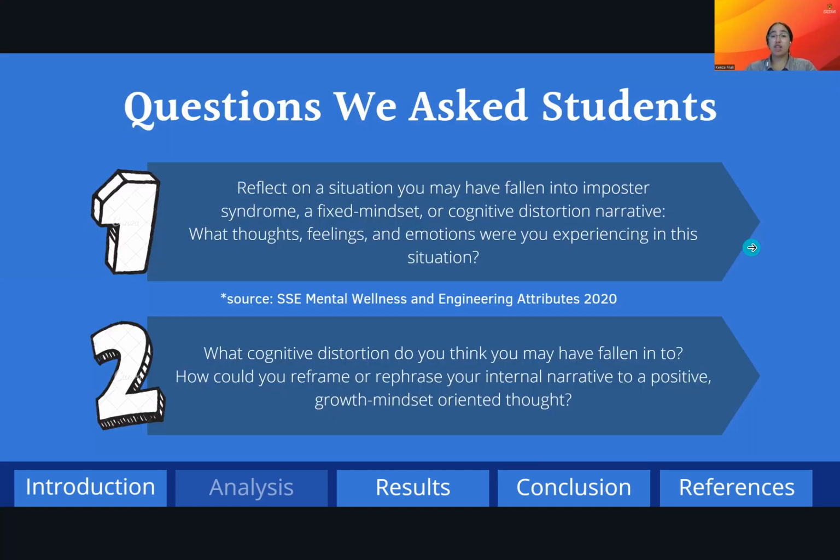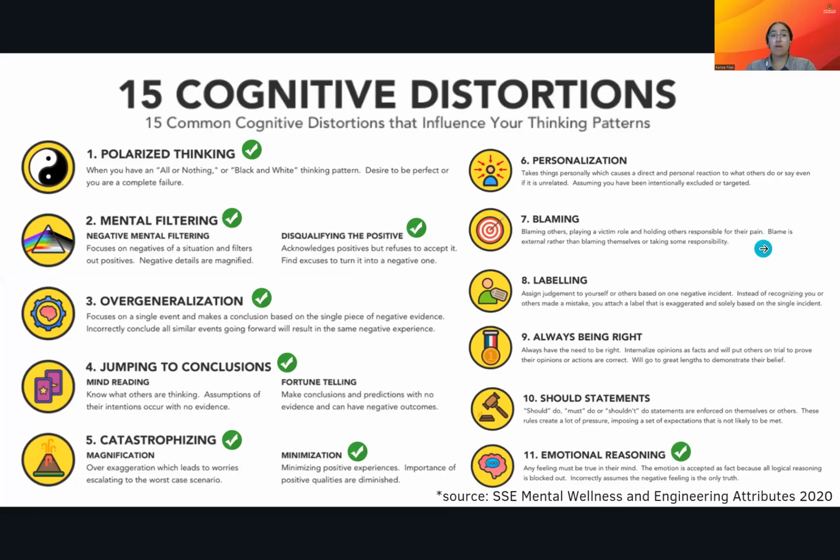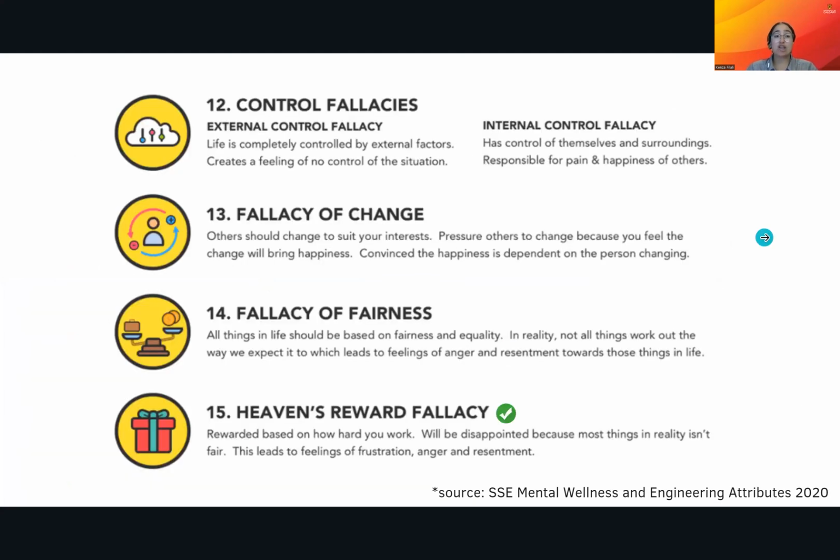So these were the two questions we asked students. We first analyzed the 15 cognitive distortions out there that are commonly known, and we then only focused on the 7 of them, which were the only ones students mentioned in their responses, such as polarized thinking, mental filtering, and many more. These are the quantitative data that we were able to pick up from the cognitive distortion analysis alone.